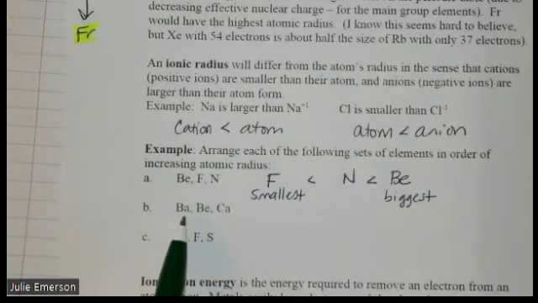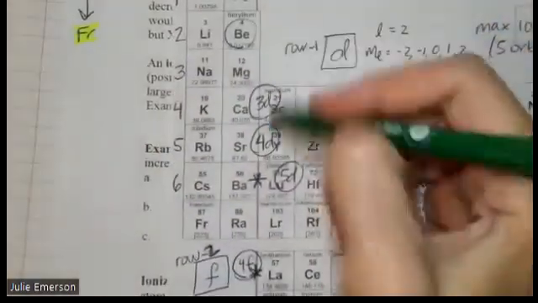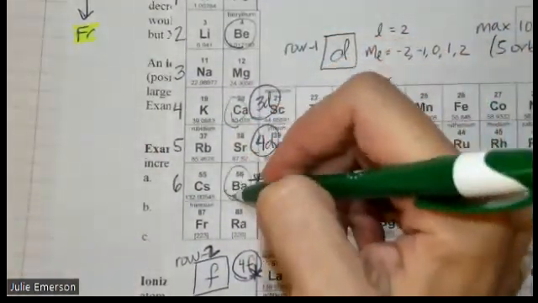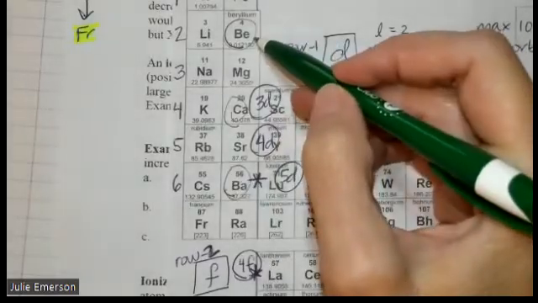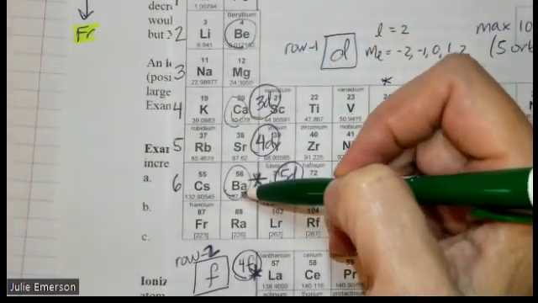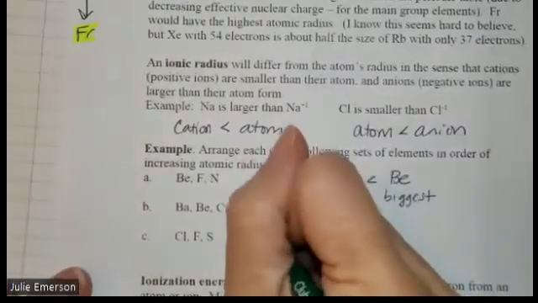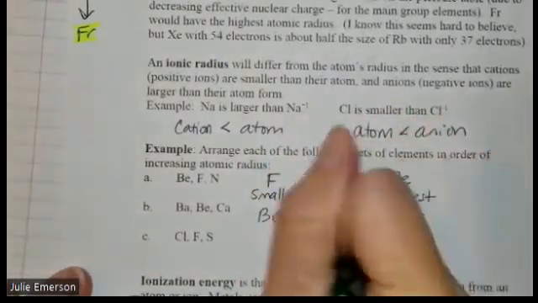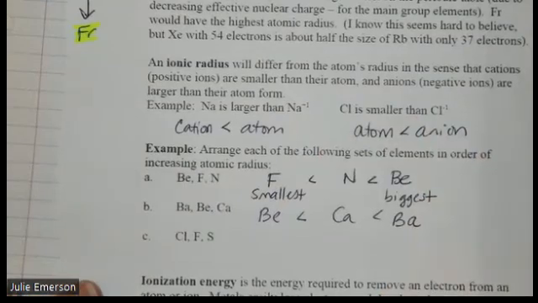If I look at barium, beryllium, and calcium, these are in the same column. So beryllium, calcium, and barium. Beryllium should be the smallest, only 2 shells. Calcium has 4 shells, barium the largest with 6. So we expect beryllium to be the smallest, then calcium, and then barium at the end.